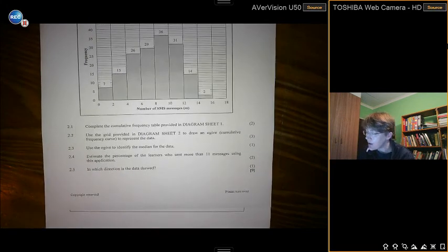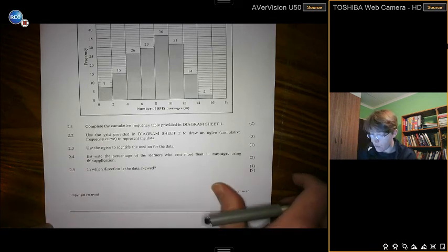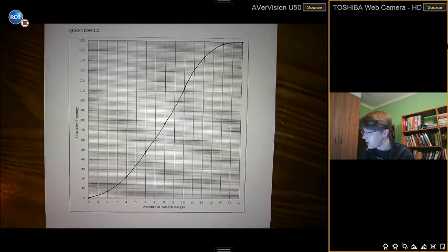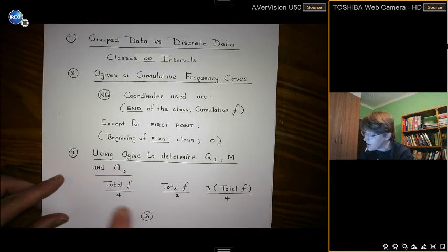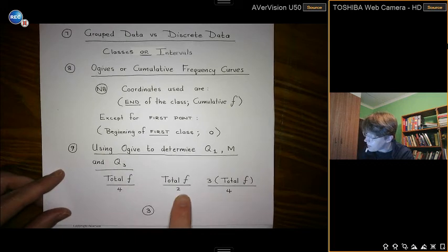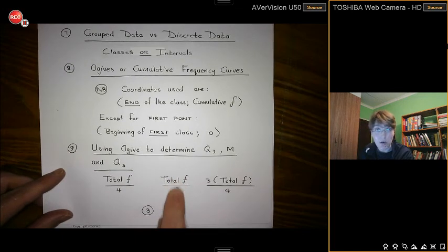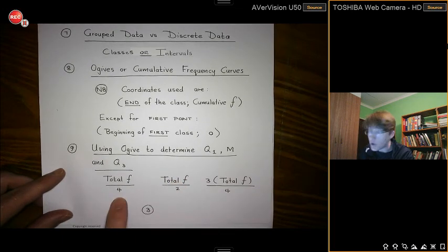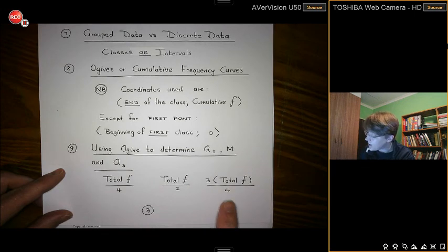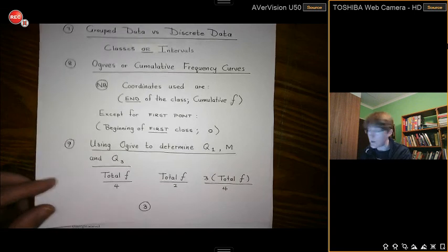Now the ogive actually gives you quite a bit of information, specifically about the spread of the data. You can use the ogive to calculate your median as well as your quartiles, and that is pretty easy and straightforward. To use an ogive to find the quartiles, please remember to take the total frequency and divide it by 2 to know where the median is located, divide it by 4 to know where the lower quartile is located, and multiply it by 3/4 to know where the upper quartile is located.